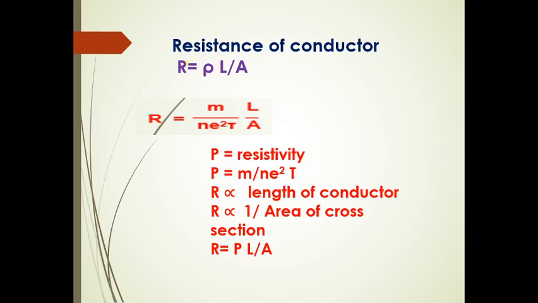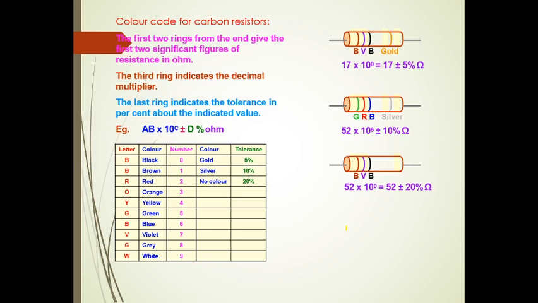Resistance of the conductor is directly proportional to length and inversely proportional to area of the cross section, and this proportionality constant is known as resistivity. So R is equal to m divided by n e square tau, times L divided by A. What is rho? Rho is the resistivity. So rho equal to m divided by n e square tau. R is directly proportional to the length of the conductor. R is also inversely proportional to the area of the cross section.